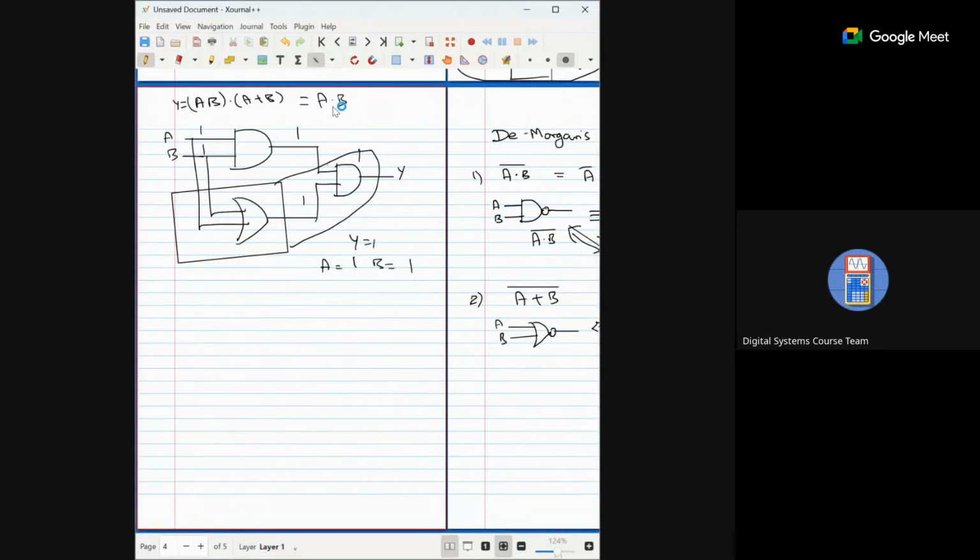Can I simplify like this? So our logic is y equal to 1 only when both the inputs are high. Am I right? Yes, sir. So that's why I can simply say, why unnecessarily do we have to use an OR gate and one more AND gate? I simply say the output will be high only if both inputs are high.